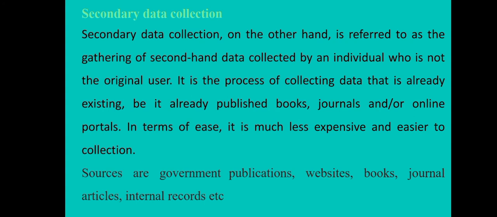So this kind of data is already available, already existing, and is thus called second-hand data, or a secondary data collection source: published books, journals, and online portals. In terms of fees, it is much less expensive and easier to collect. Yes, this is a positive side of secondary data collection: it is less expensive because it is readily available to every user and easier to collect.